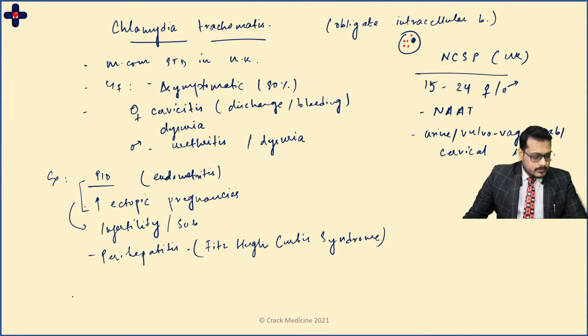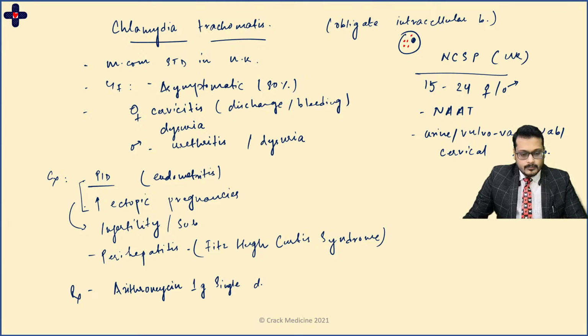apart from this, how will you treat it? Like Satyam said, you can give azithromycin 1 gram single dose, that is oral, or you can give doxycycline 100 milligram BD for at least 7 days.